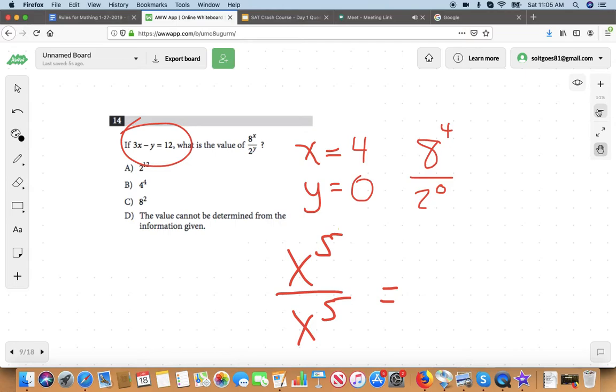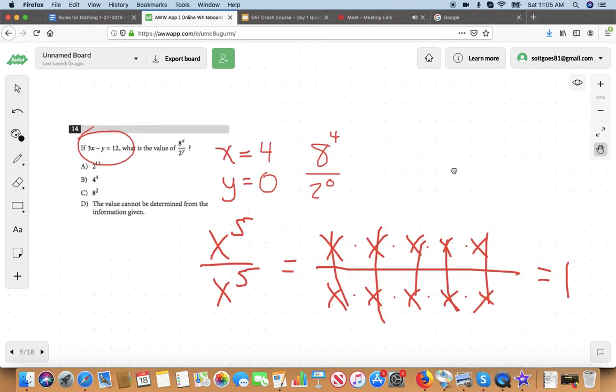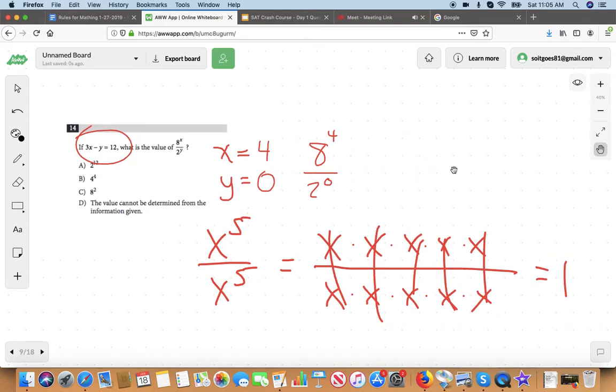And that should make sense, right? Because x to the power of 5 means x times x times x times x times x, and x to the power of 5 again, x 5 times. They all cancel out. It doesn't become 0, it becomes 1. Or just think, anything divided by itself is 1.